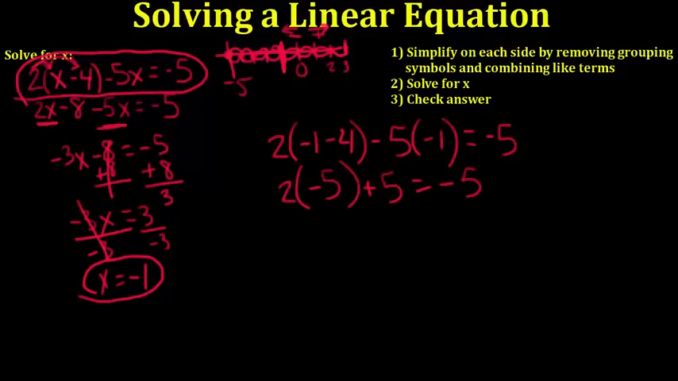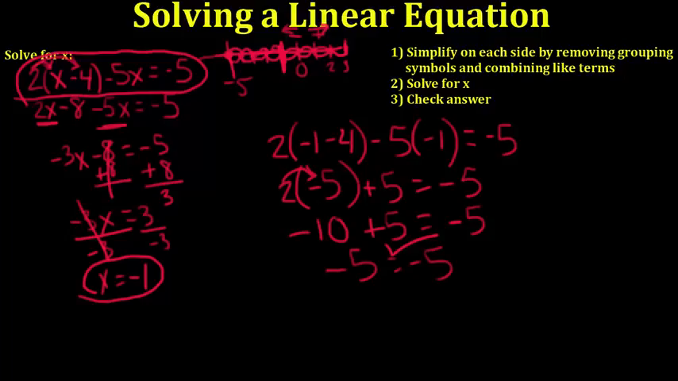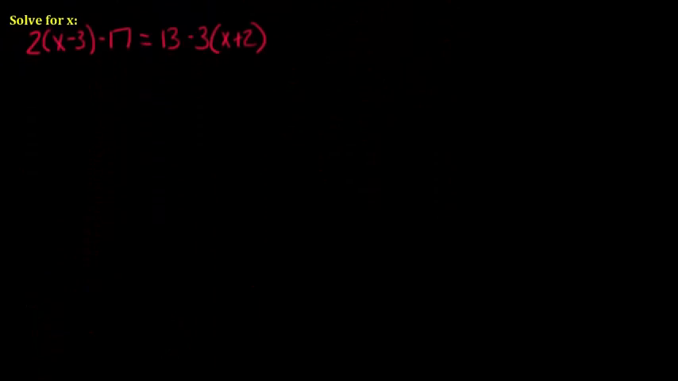So now I need to distribute this side. 2 times negative 5 is negative 10 plus 5 is supposed to be equal to negative 5. Negative 10 plus 5, and that one's real easy. We can just think of negative 10 being over here. 10 plus 5 would put us back at negative 5. So negative 5 is equal to negative 5. So we know we have that one correct. We'll move on to the next example.